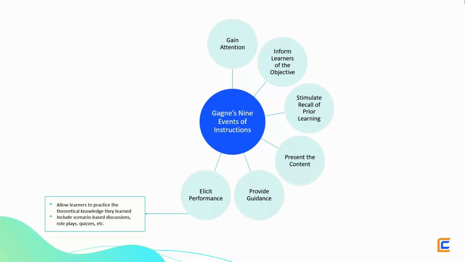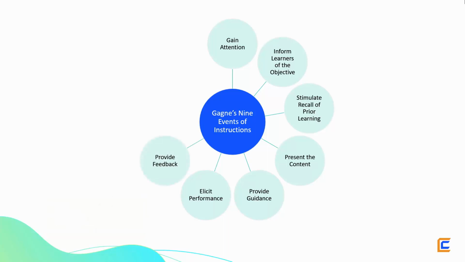Once learners demonstrate their knowledge, the seventh event is providing feedback on their performance. Feedback provides learners an idea of how they fared in their training and where lies their scope for improvement. Feedback is most helpful if given immediately after the demonstration of skill or knowledge.